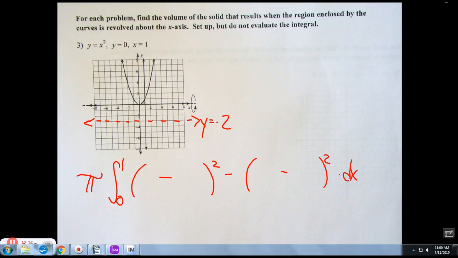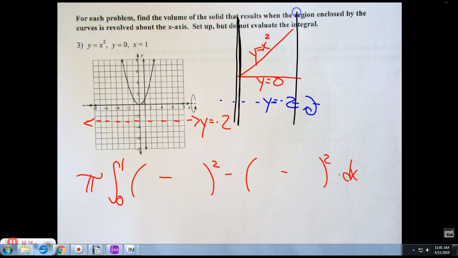So if I'm going around y equals -2, you're still asking yourself kind of the same questions. This is y equals x squared. This is y equals 0. We are going to rotate around y equals -2, but we still have these walls that tell us, okay, this is x equals 0, this is x equals 1. The walls don't move.